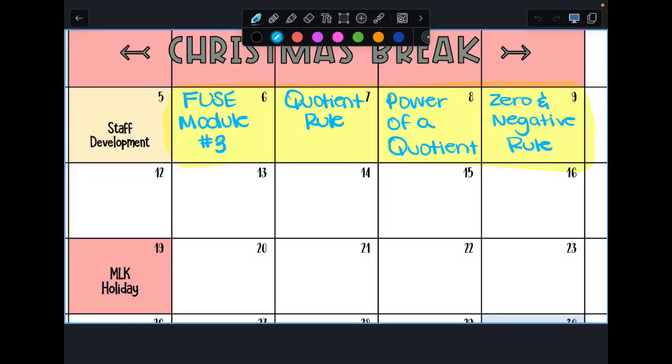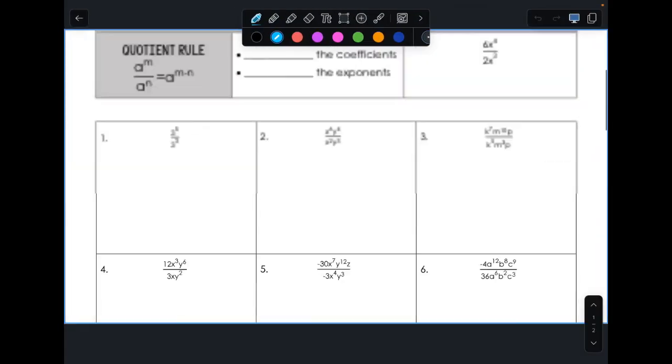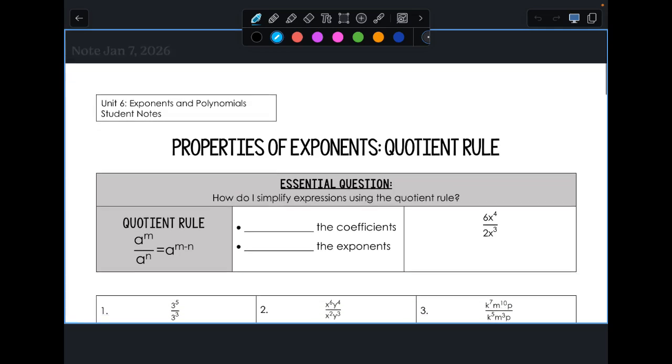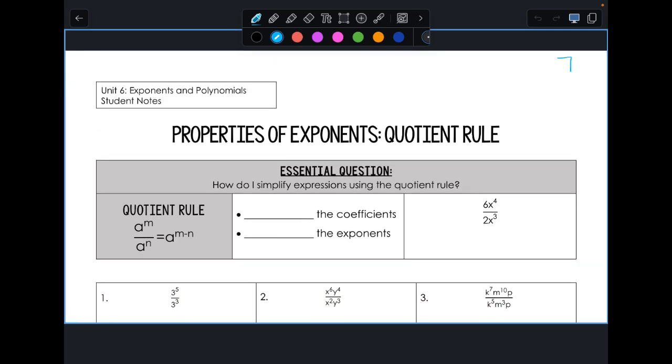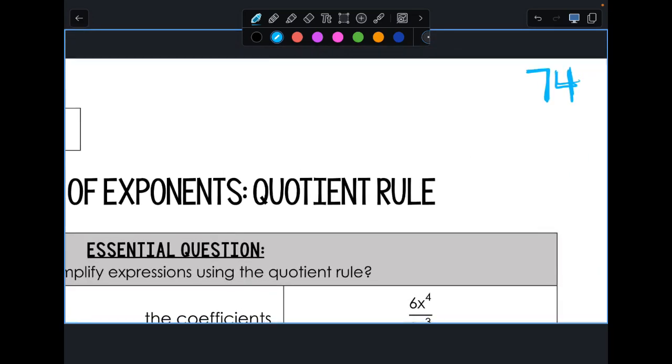Okay, so we started the exponent rules right before the break. This is going to be page 74. Let's go back over the two rules that we learned before the break. One of the rules was the product rule, and the other one was the power rule.